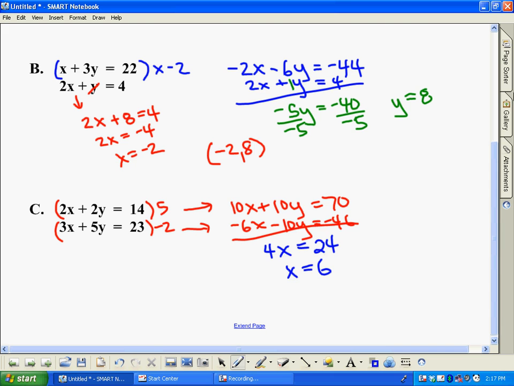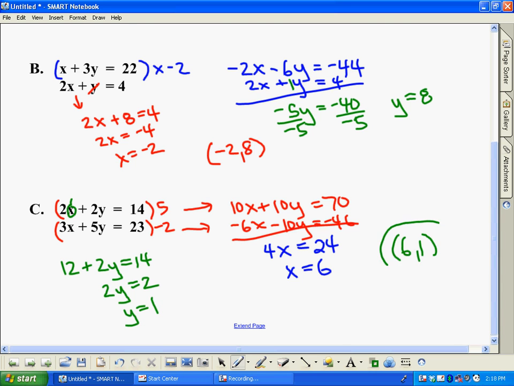Once again, I'm going to pick either of these two equations. I'm going to pick probably the top one. It's easier to work with here. So I know my x is 6, so that's a 6 now. So 2 times 6 is 12. So I'm going to write 12 plus 2y equals 14. Subtract 12, I get 2y equals 2. Divide by 2, I get y equals 1. So my final answer, therefore, is 6, 1.